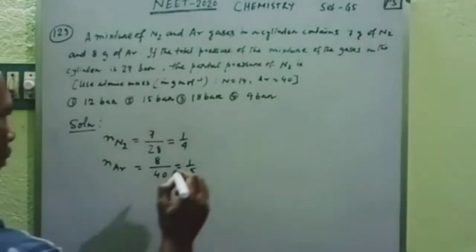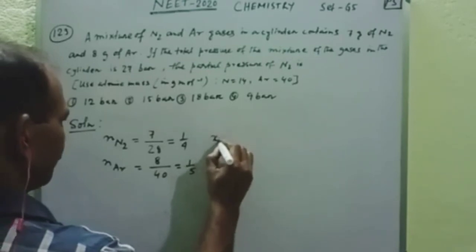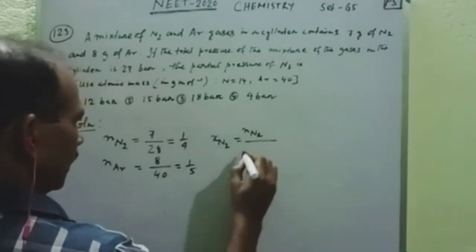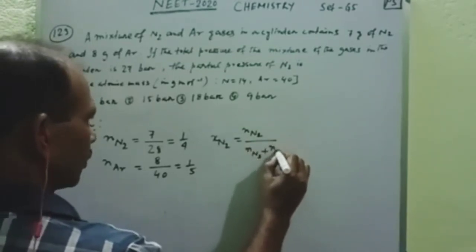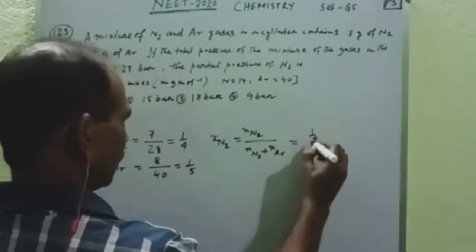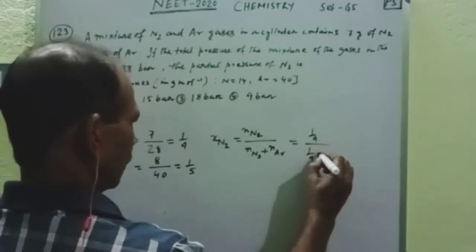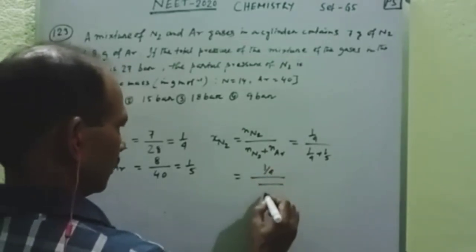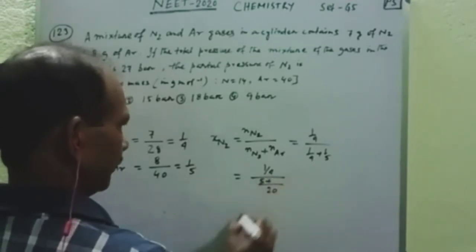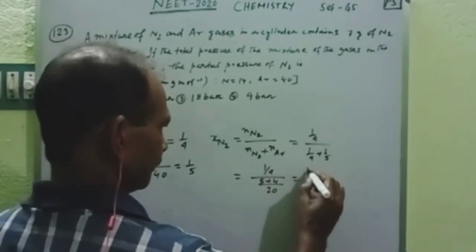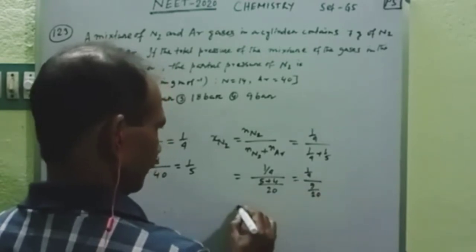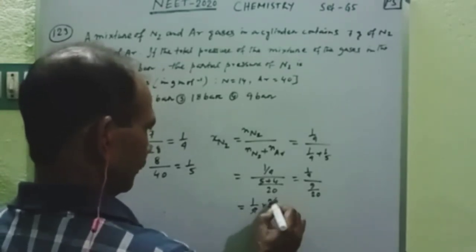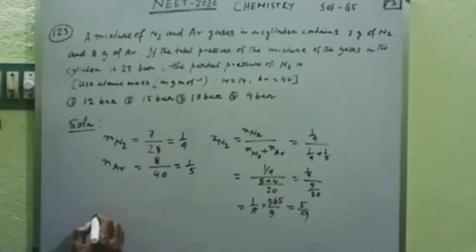Now, mole fraction of nitrogen equals number of moles of nitrogen divided by number of moles of nitrogen plus number of moles of argon, which equals 1 by 4 divided by 1 by 4 plus 1 by 5, which equals 5 by 9.